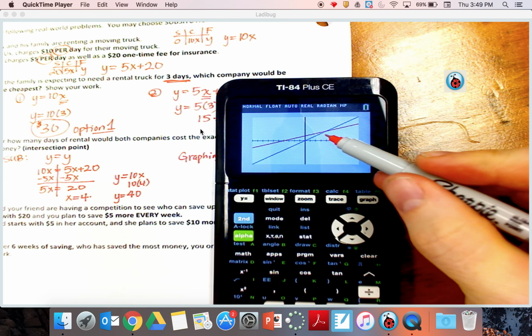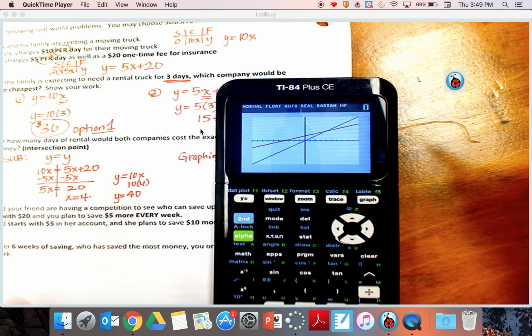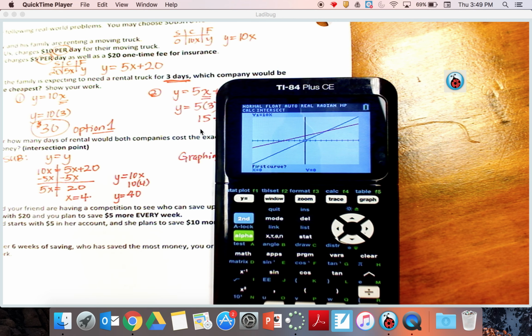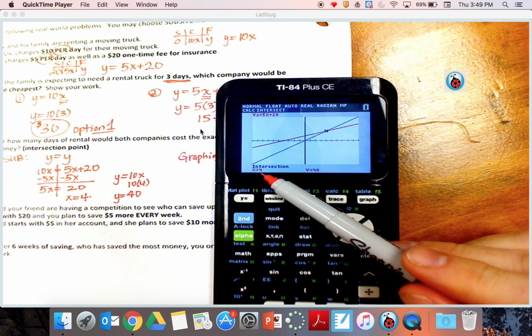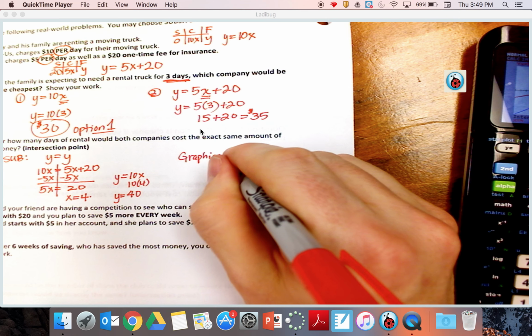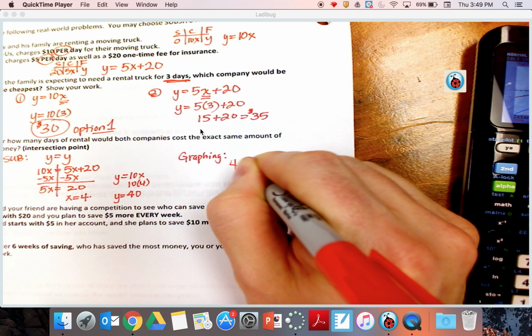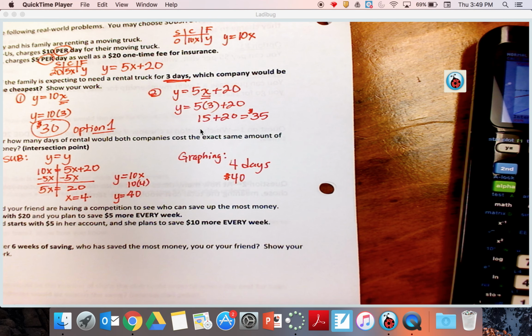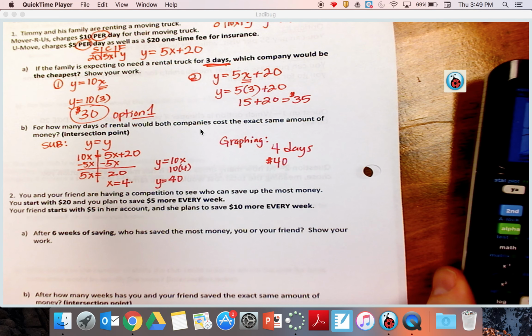Now to find the intersection point, which we know is (4, 40) already, but let's just see, it would be second trace, 5, 1, 2, 3, and I get my solution to be there, (4, 40). It gives me that right there. So if I graph it, I also know that it's 4 days at $40. So I can do them both ways.